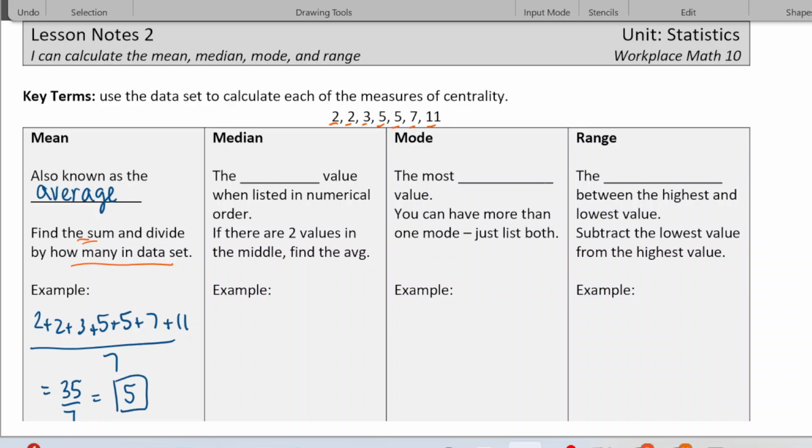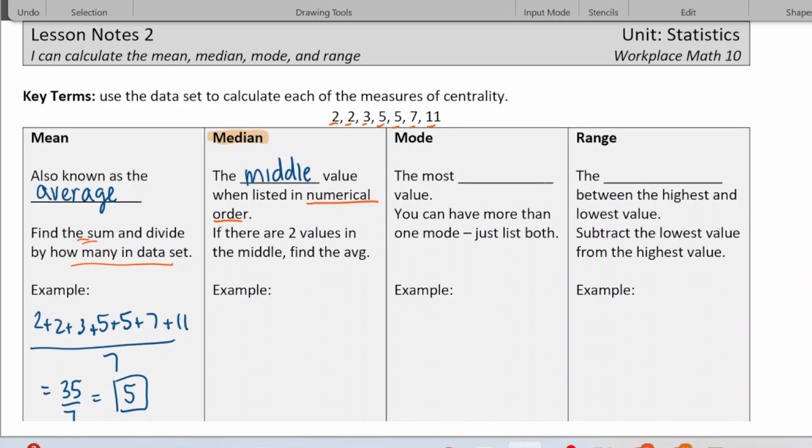But there's other ways to measure centrality, and in later lessons we'll talk about which one to use. So the first one here after mean is median. The median is the middle value when the data set is listed in numerical order, that's important. If there's two values in the middle, you just find the average of those two.